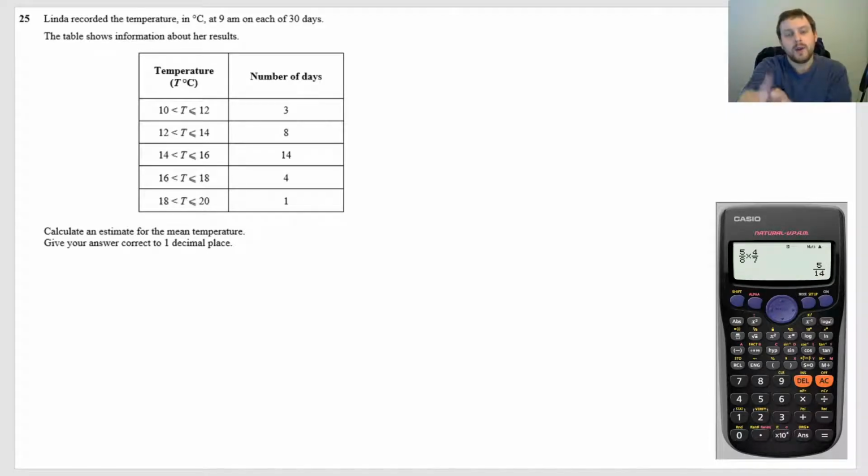So again, if you haven't done this question, have a go. This could easily be on a higher paper. Linda recorded the temperature at 9 AM on each of 30 days. We've got the range of temperatures and then the number of days, and we're going to estimate the mean temperature. So I'm just going to do this straight away here. So we need the midpoint.